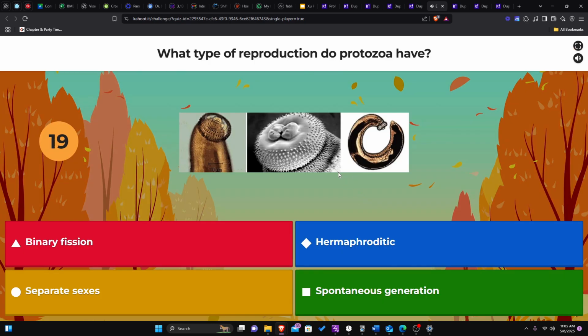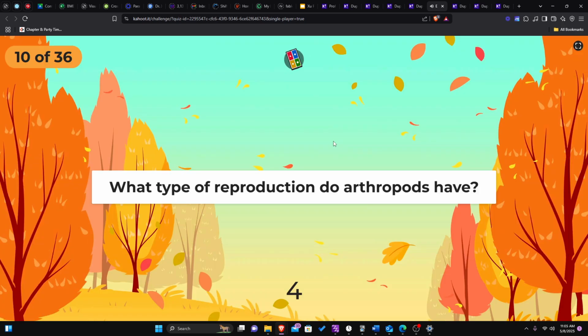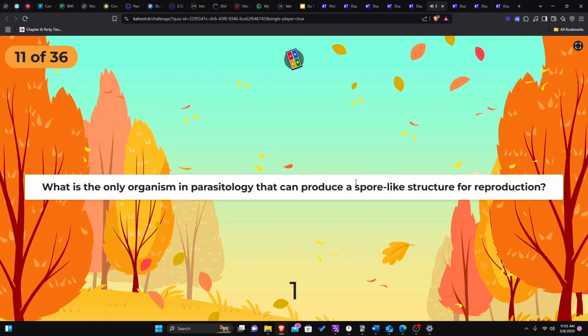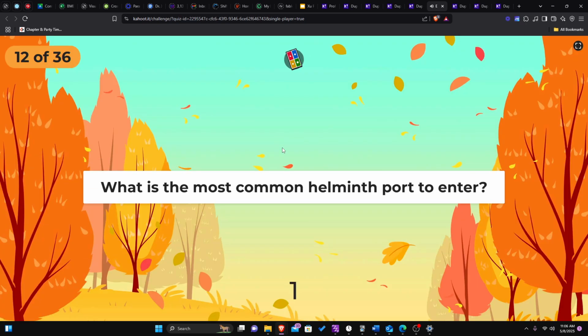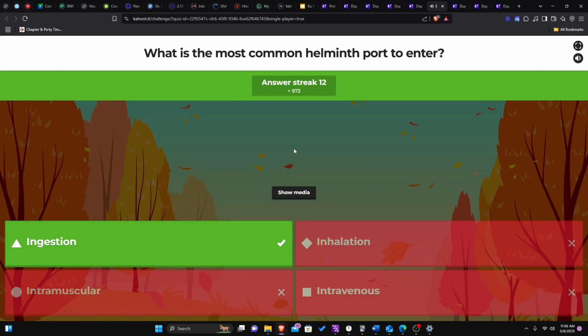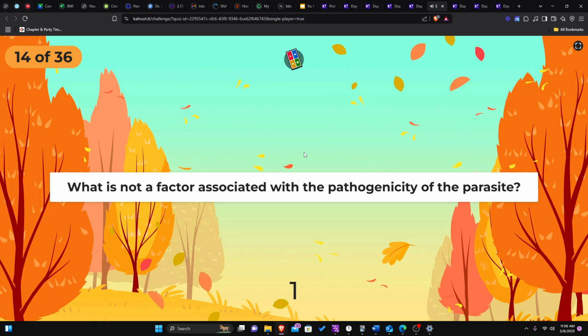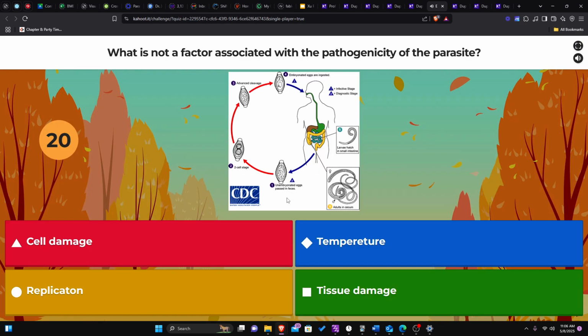Okay. Protozoa, what do they have? Vision. Only in helminths, hermaphroditic. Arthropods, separate sexes. Sporozoa. Ingestion. Parasitic direct penetration. Squeeze out. Parasitic radiation, temperature, and something else.